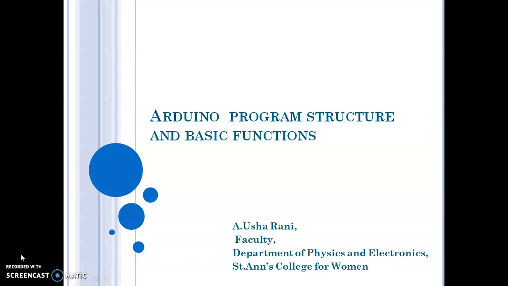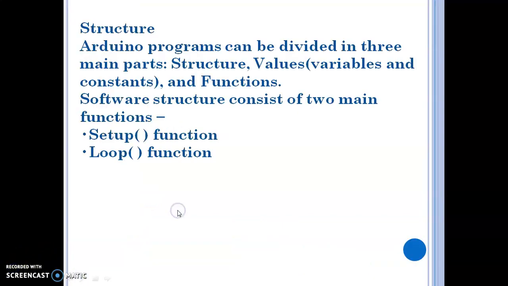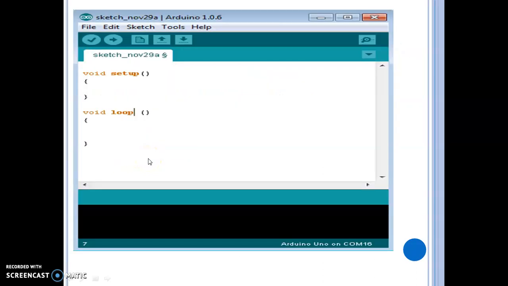Hello everyone. In this video we will see the structure of Arduino programming and some basic functions. The structure of an Arduino program basically consists of two functions. One is the setup function, the other one is the loop function.